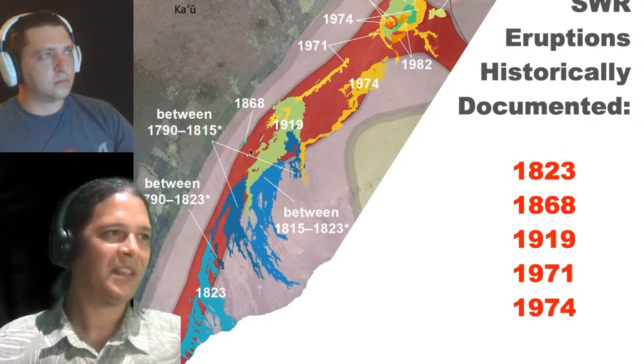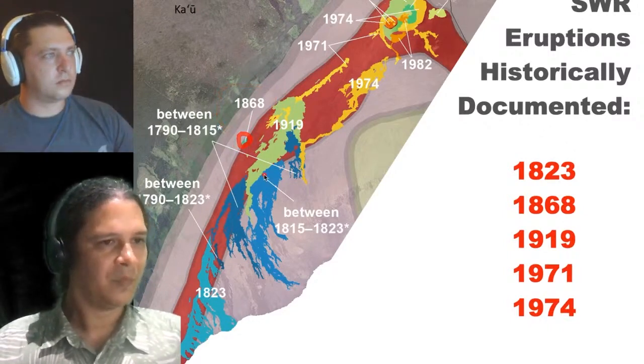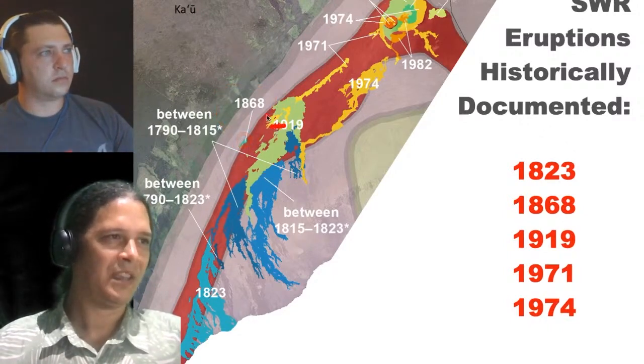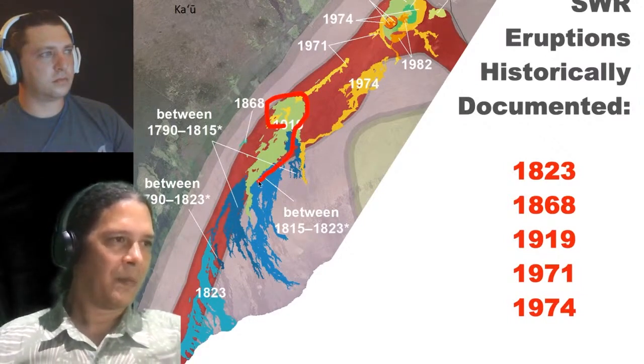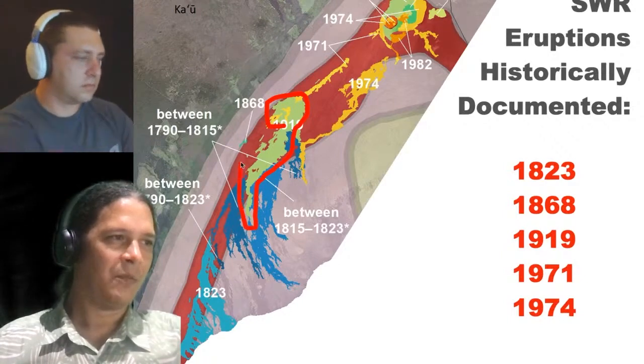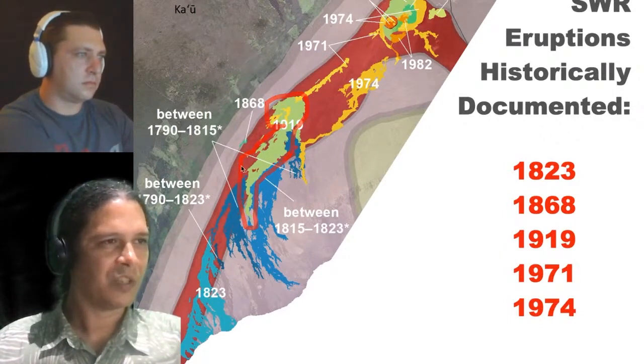We have to jump to 1868, which was a very small eruption. Just one little pad right in there, about that big. And then to 1919 and 1920, this was Mauna Iki, the largest southwest rift zone eruption in, well, I guess it was about a century ago now. I was going to say in the last century, but not quite anymore. A little over a century.